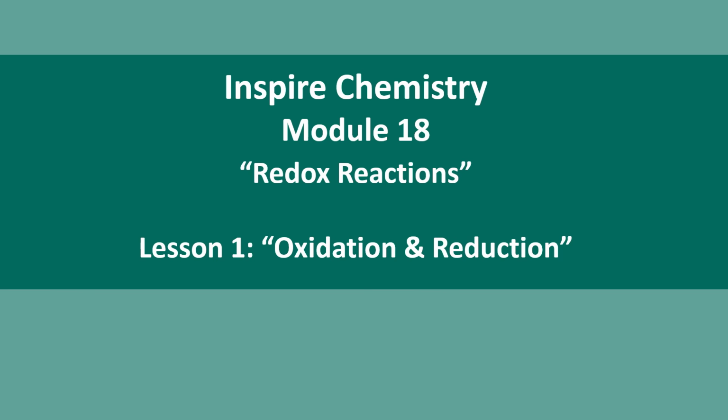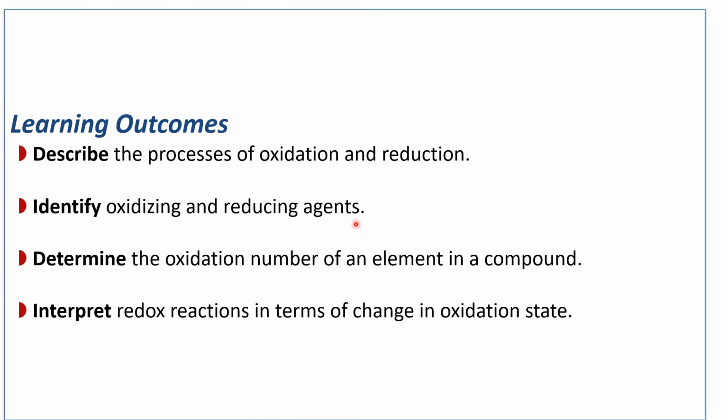So we are starting in our module 18 and the chapter title is Redox Reactions and lesson 1 is Oxidation and Reduction, هي تفاعلات الأكسدة والاختزال. The learning outcomes for this lesson is to describe the process of oxidation and reduction. نشرح شو معنى الأكسيديشن الأكسدة والريدكشن الاختزال. Identify oxidizing and reducing agents يعني المواد اللي تسبب الأكسدة والعوامل التي تسبب الاختزال.